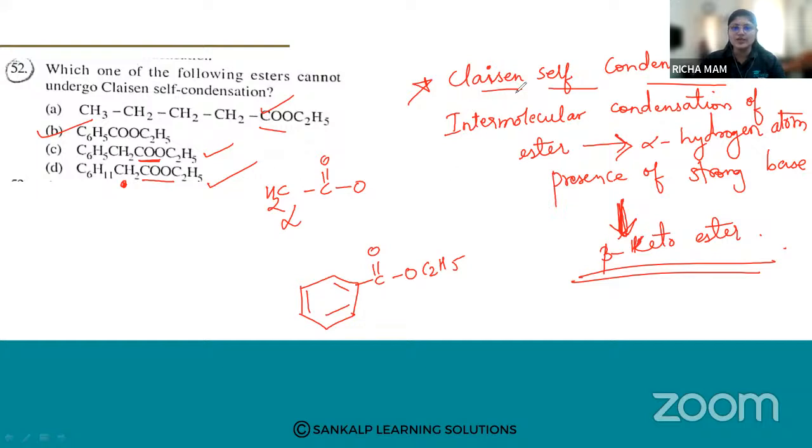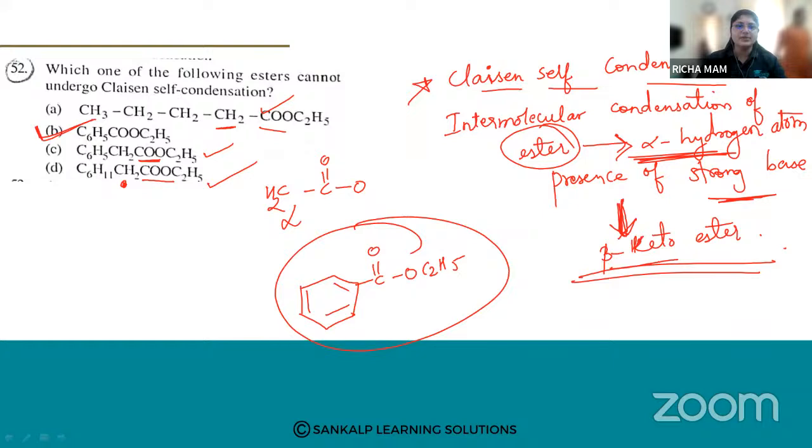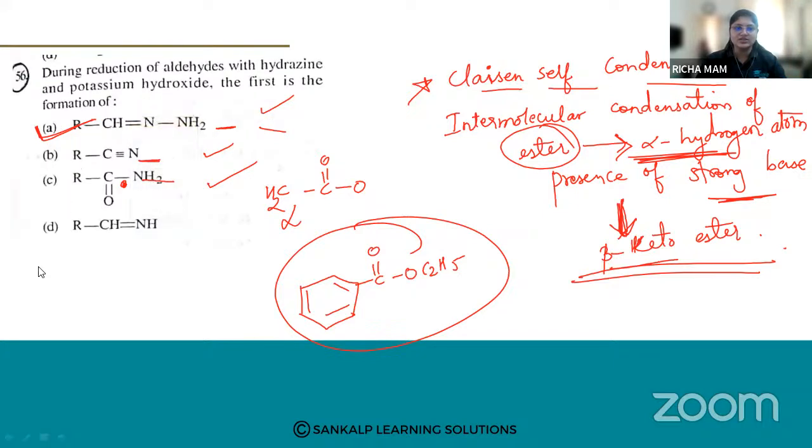So what is Claisen self-condensation? It is the intermolecular condensation of two esters, which should have alpha hydrogen atom. In the presence of strong base, it will form beta keto ester. So the criteria is that it should have an alpha hydrogen atom. In all the three other options, you can see there is a presence of alpha hydrogen, but in option B, you don't have an alpha hydrogen. So B is the ester which will not undergo self-condensation. Okay, so let us go for the next one.